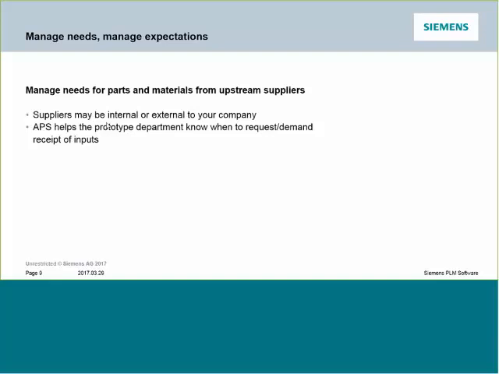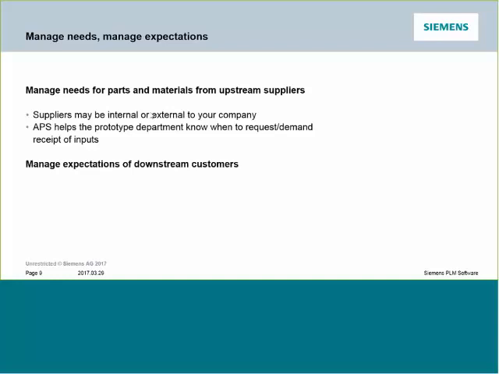With a prototype shop, it's difficult to run a just-in-time system. But on the other hand, you don't necessarily want to wait to start a prototype until all parts and all materials are available. So the prototype department wants to be able to know when to request or demand the receipt of input from these upstream suppliers, internal or external, to say, I anticipate a certain step to begin next Wednesday. You must have those parts, you must have those materials available to me next Wednesday.